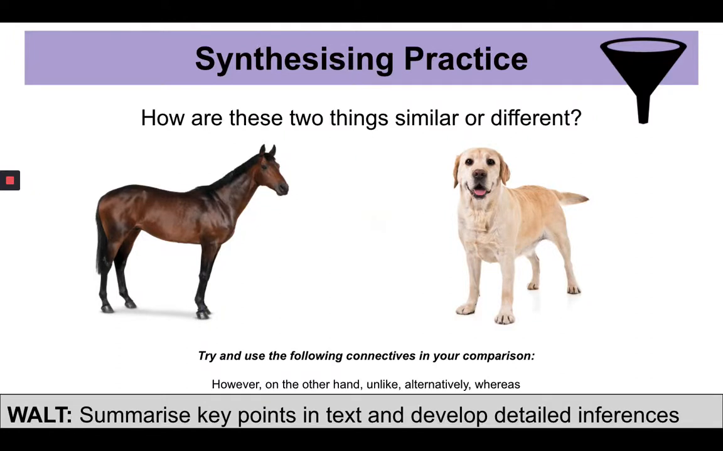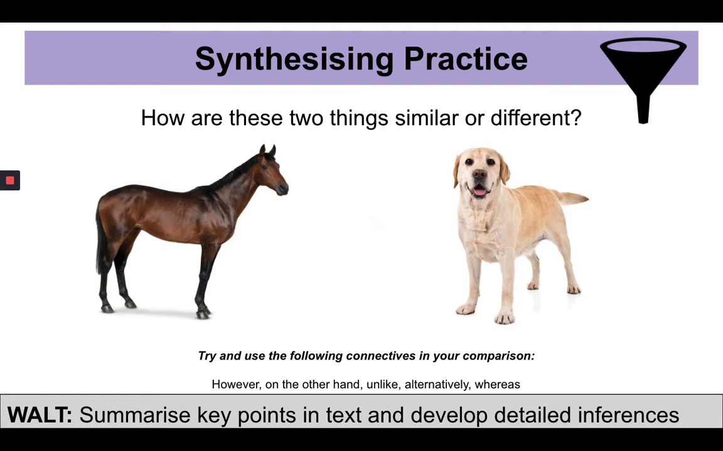So you'll have 2 objects in the text, and you have to pull together what's similar or different about them. So these 2 objects, a horse and a dog, similar things about them. Well, they're both animals. They both have 4 legs. They can both be kept as pets. All right, really easy. How are they different?